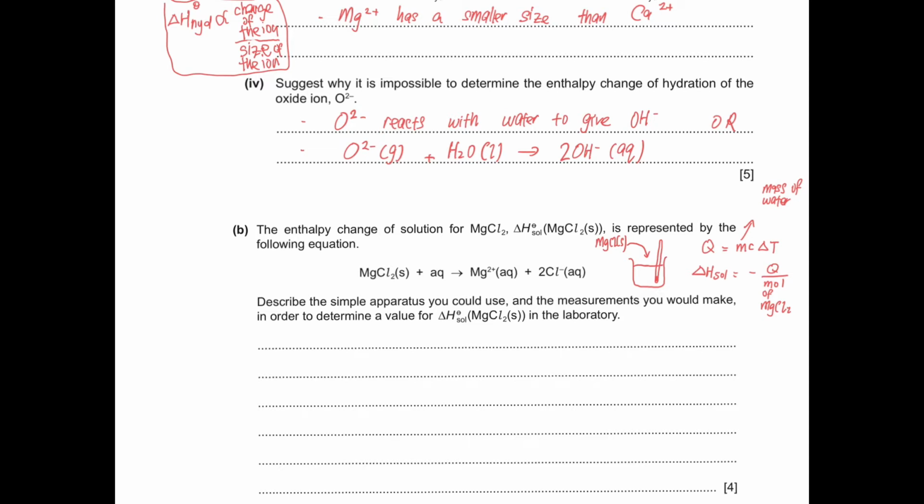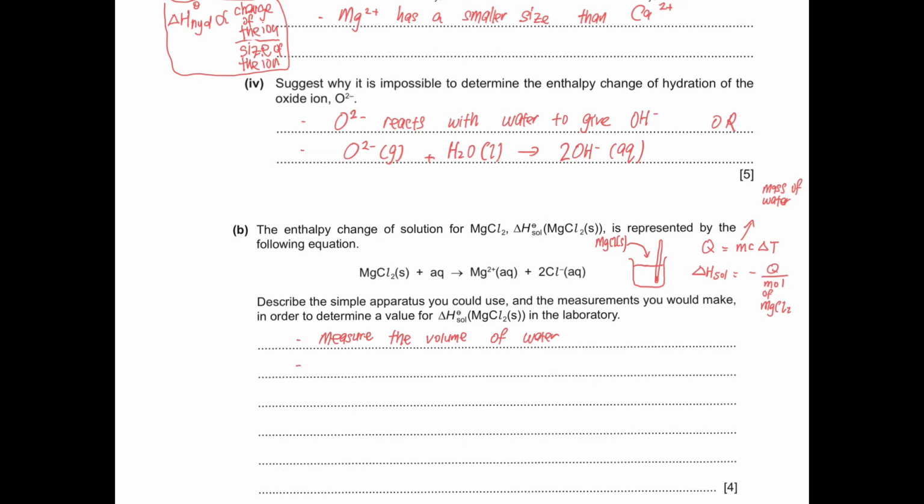Okay, so now let us write down the first point. The first point, you can say: measure the volume of water. Okay, that is the first point. Now the second point.